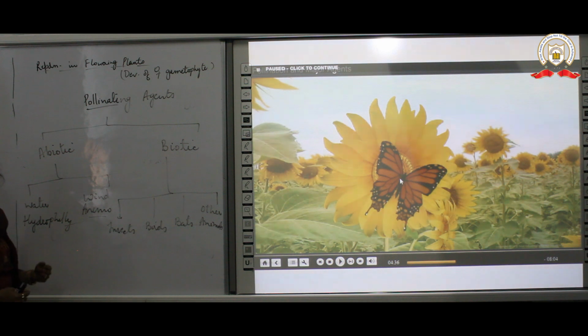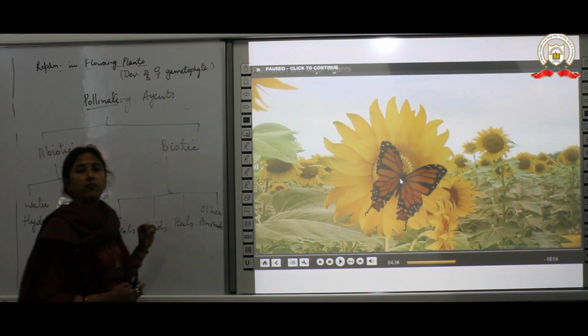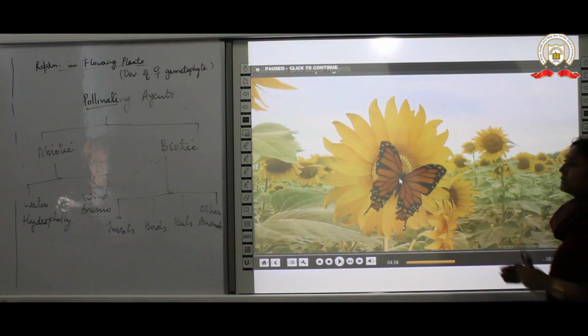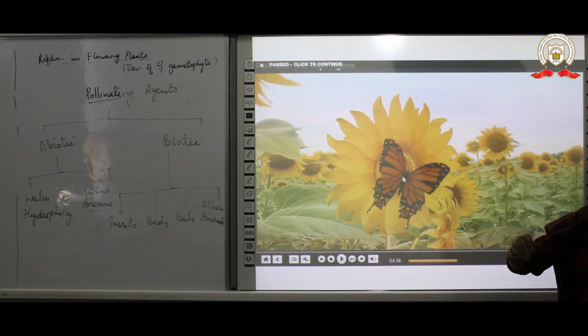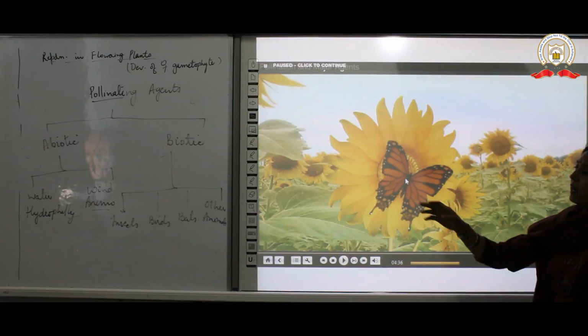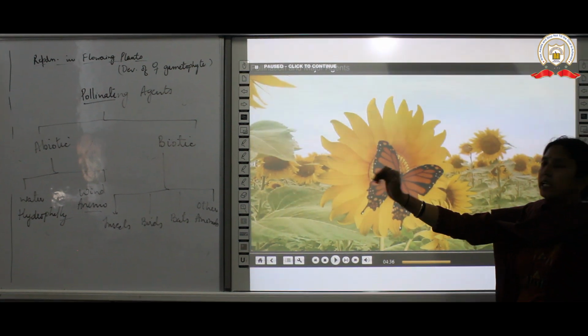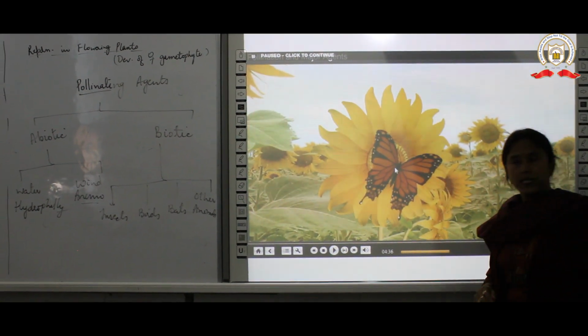Because they are being pollinated by water. Water can destroy the pollen, so they must have a covering of mucilage on them. So these are the features that should be present in the flowers and the plant which are showing hydrophily or anemophily as the mode of pollination.